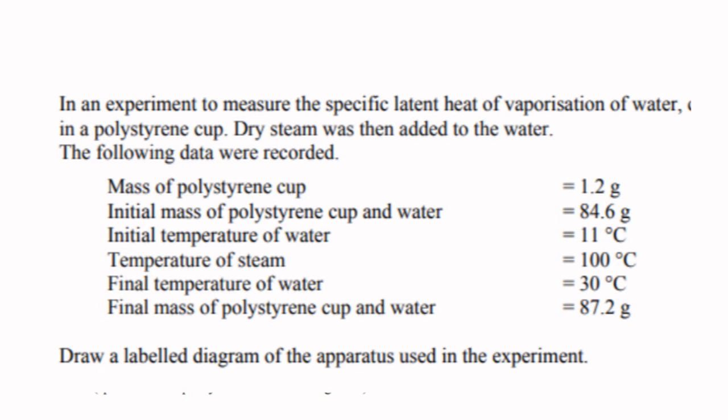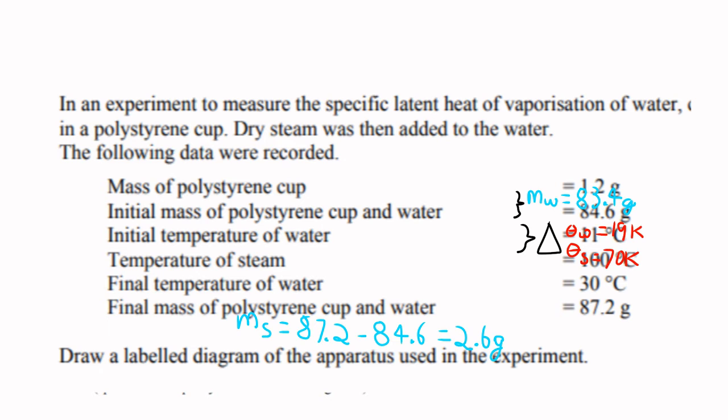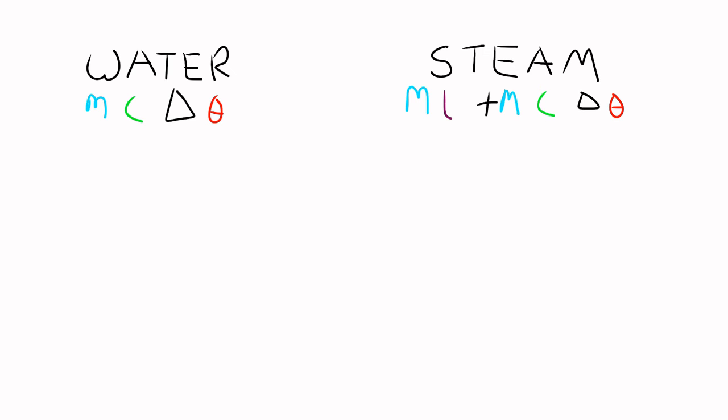So then we're going to use the figures from the question to calculate the mass of the water, which is 83.4 grams. Then you've got the delta theta water is 19 Kelvin and the delta theta steam is 70 Kelvin, and then the mass of the steam is 2.6 grams. That's the final mass minus the initial mass, because then it's just a change in mass.